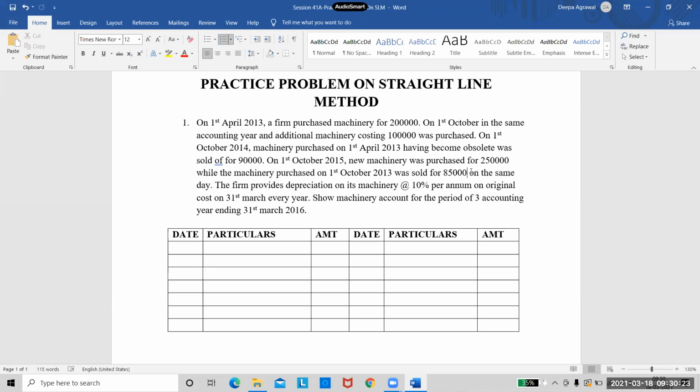So quickly draw the pro forma. We'll start off with the problem. Quick. And remember, for this problem, you need one entire page, because we have many machineries, so you will need one entire page here. So put your heading as machinery account. So my heading is written as machinery account.